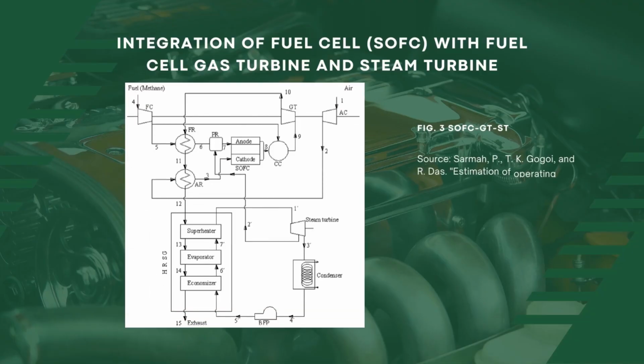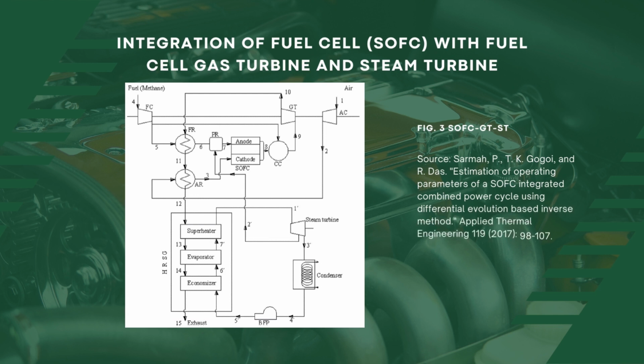Next configuration we have here in this figure, we can see the integration of fuel cell with a gas turbine and a steam turbine. It has been taken from the source mentioned here and this figure has been published in Applied Thermal Engineering. In this configuration, we have one fuel compressor, one air compressor, one gas turbine, one combustion chamber, one preheater, one air heater, one heat recovery steam generator, that is HRSG. Within this we have economizer, evaporator and superheater, one pump and one steam turbine.